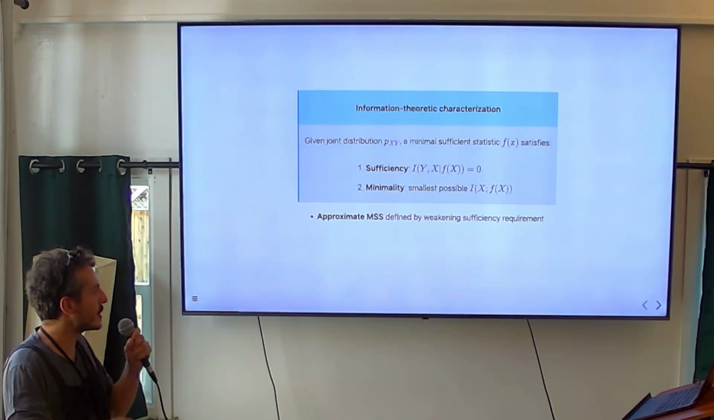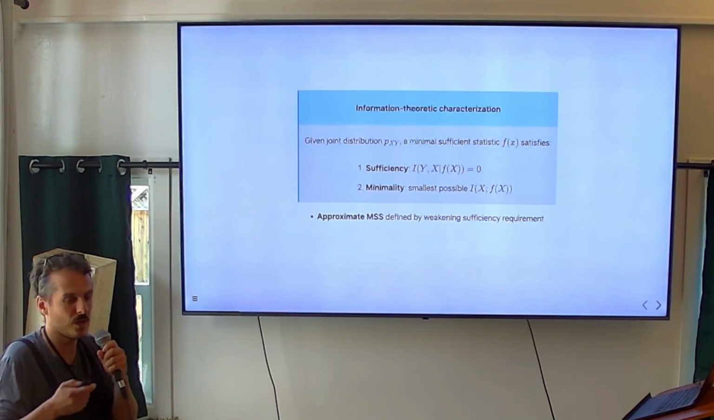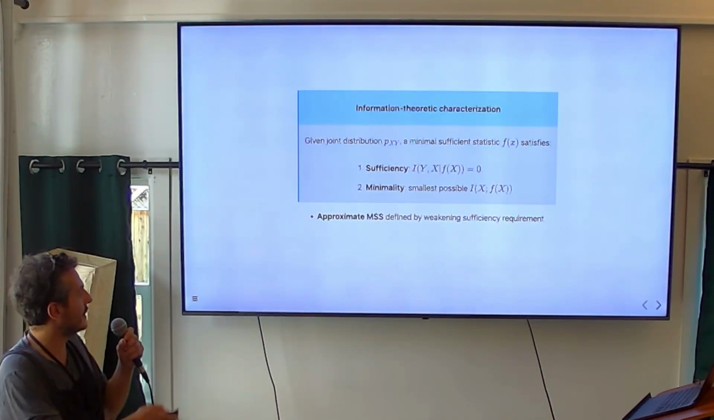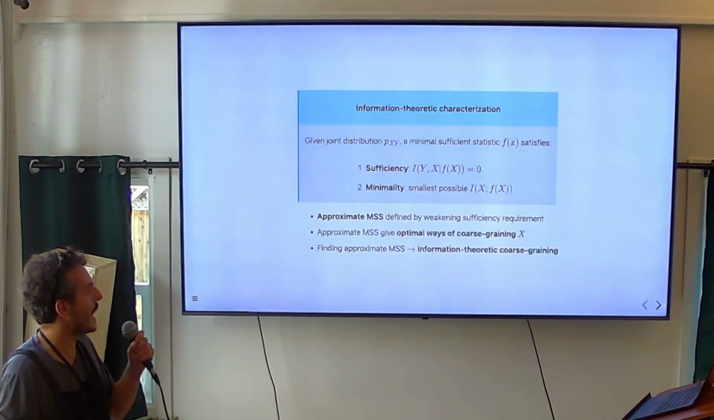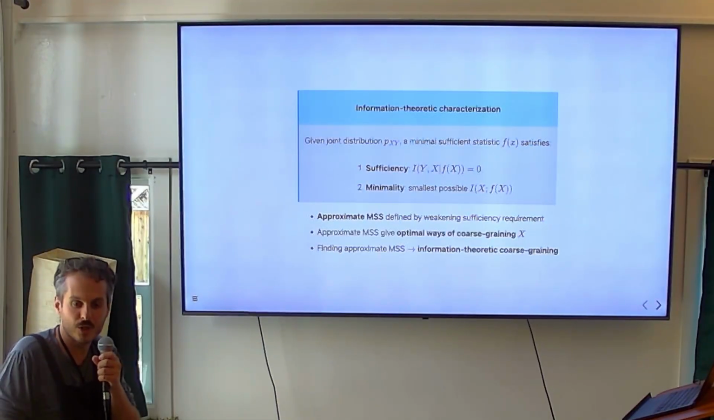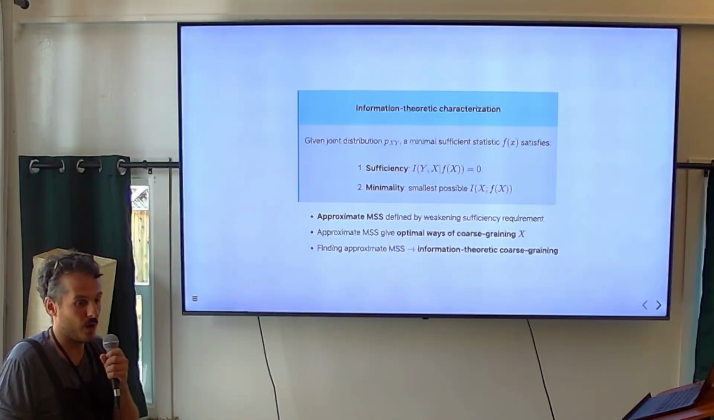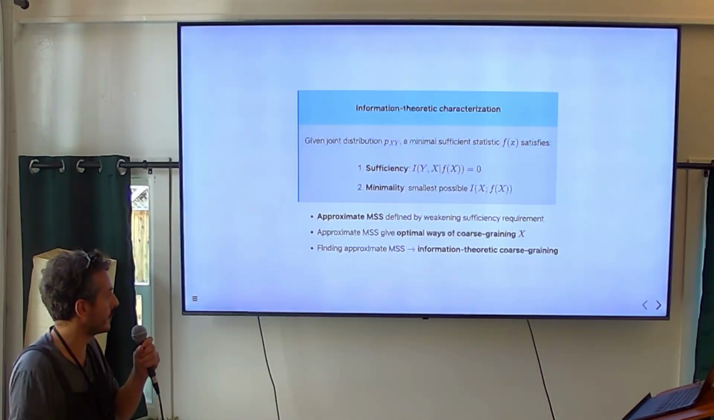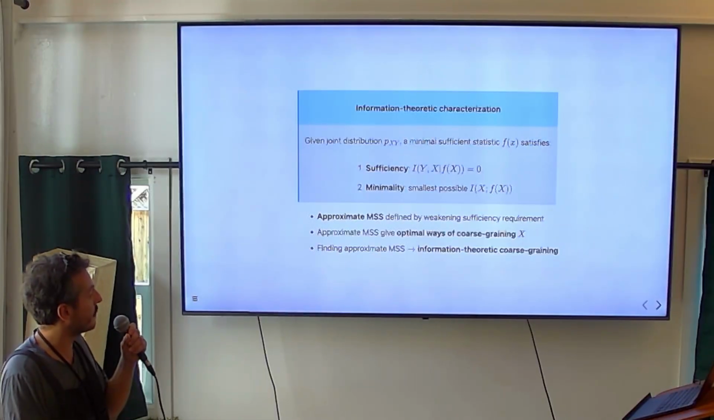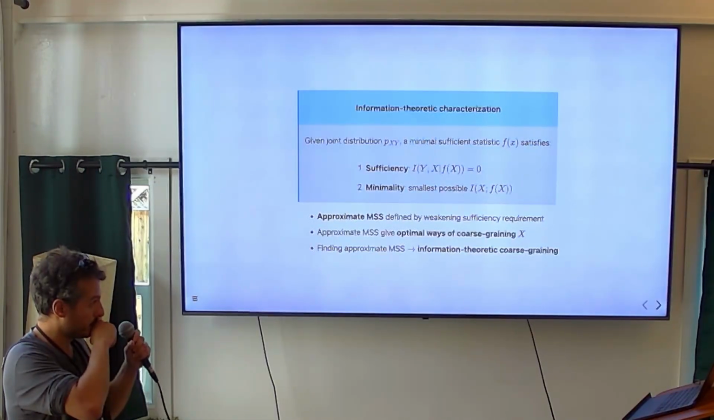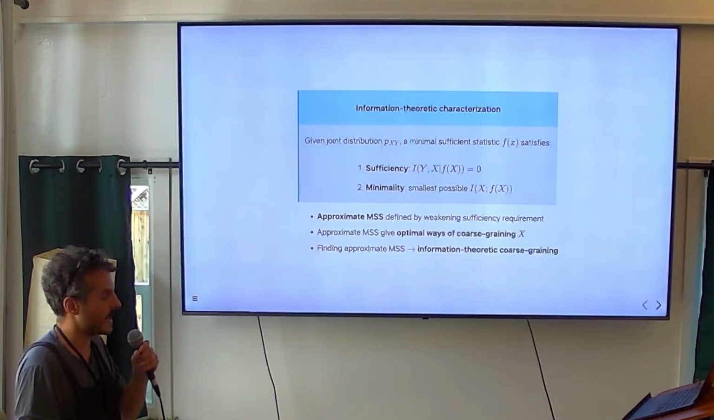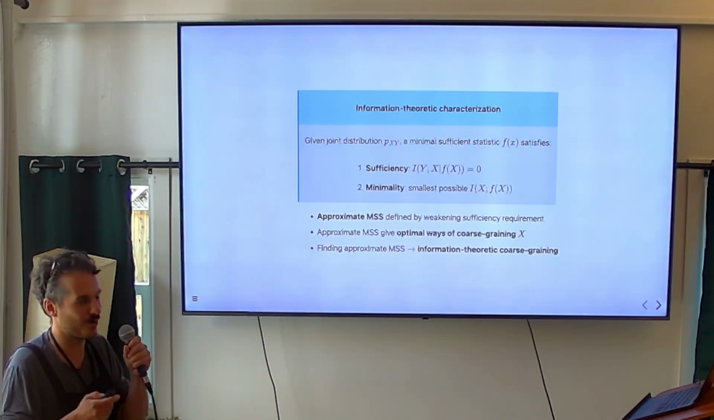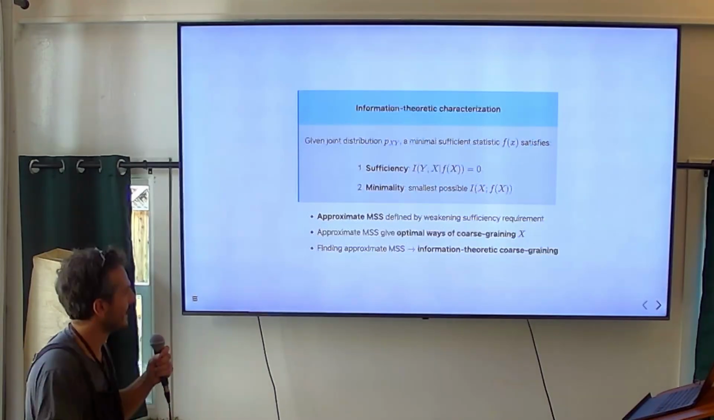So there's a natural idea that we want something like epsilon close to this, and I'm going to call that approximate minimal sufficient statistics. We can think of them as optimal ways of coarse-graining X if what we care about is Y. Optimal ways of forgetting about the past if we care about the future, for example. And I'm going to refer to the problem of defining and finding these as information-theoretic coarse-graining. That's actually a much broader term, but for the purposes of this talk.